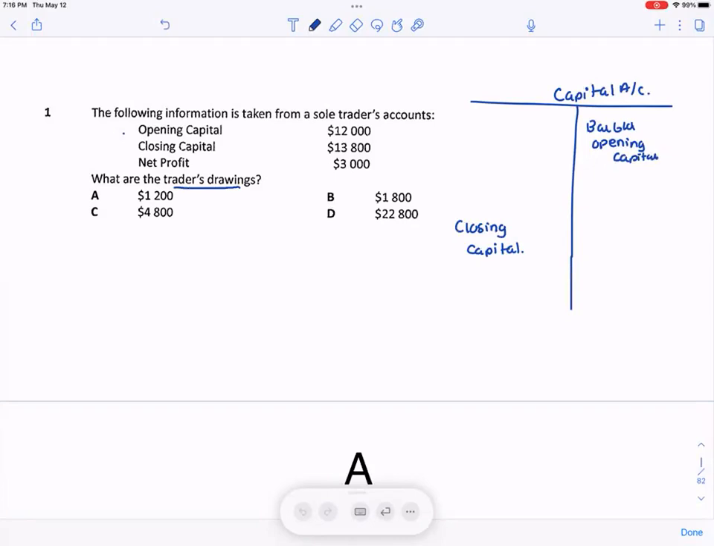Ashita, if you're there, please speak. Yeah, Miss. Drawings come in the debit side. Net profit? Credit side. I have all information. Can we find out the drawings?